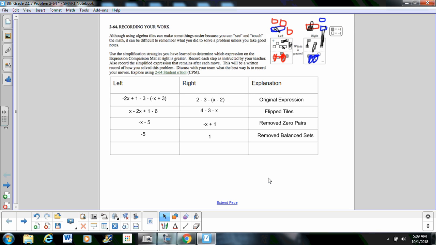So now, since I can't remove anything else, I can't flip anything else, the last step is to compare. So I'm going to compare it. I say that negative 5 is less than 1, so the right side must be greater. So make sure that you've recorded this in your notes. And this is the same process you use for the next few problems.